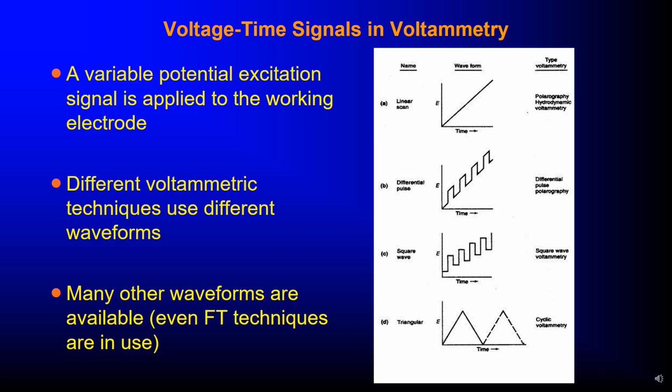So a variable potential excitation signal is applied to the working electrode. Different voltammetric techniques use different waveforms. Many other waveforms are available. Even Fourier transform techniques are in use. So you guys can appreciate Fourier transform; it is applied in many fields in analytical techniques.